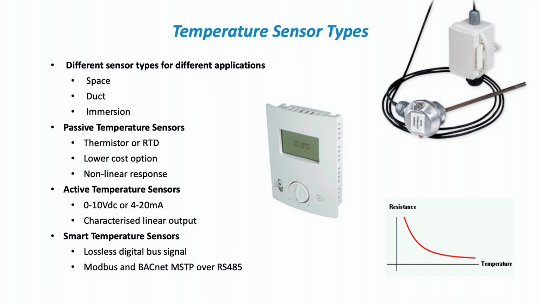We have active temperature sensors, which will give out 0 to 10 volt DC based on a temperature range of 4 to 20 milliamp. And we also must not forget these smart temperature sensors. A lossless digital bus signal. It's very important that we don't have to account for changes in resistance of the cable. We don't have to account for voltage drop in the cable. And those smart sensors will typically work over Modbus or BACnet MSTP.